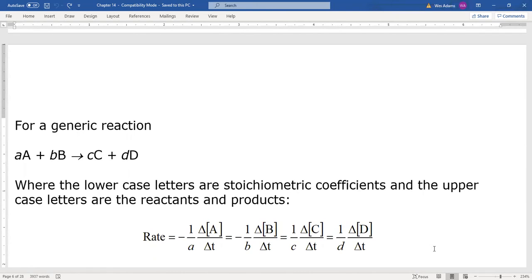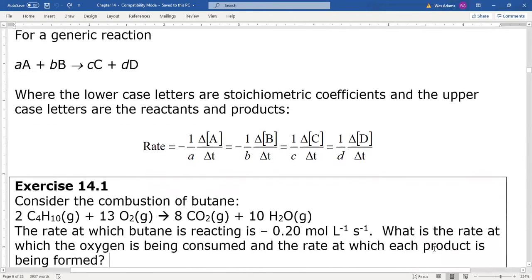And what you're looking at is you've got to factor out whether the coefficients are different, and whether they are reactants or products. So if you divide by the coefficient, and flip the sign if they're reactants, you'll get the same answer no matter what you pick. And so putting that forward into a particular problem, let's look at the combustion of butane. 2 moles of butane gas reacts with 13 moles of oxygen gas to produce 8 moles of carbon dioxide and 10 moles of water vapor.